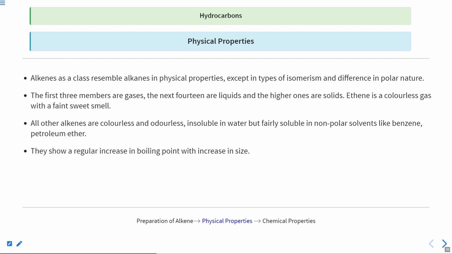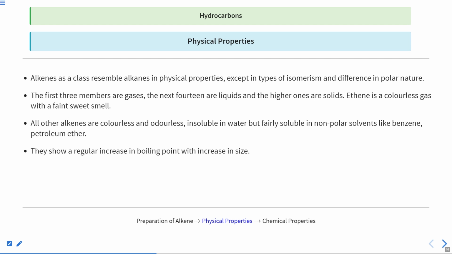So the reason is the van der Waals force. The van der Waals force is the main factor deciding the boiling point, because there is no polarity, so there is no dipole-dipole interaction. So the only factor contributing to the boiling point is the van der Waals force. As the size increases, the van der Waals force increases.